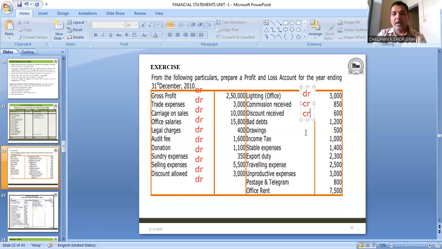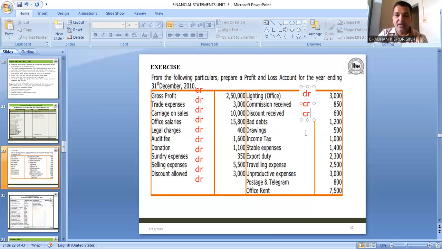So if you have made a credit purchase and you are making an early payment to your supplier, then your supplier will give you a discount. That is the discount received. Remember here, discount given and discount received. That means discount allowed and discount received is a cash discount. Basically, there are two types of discount: one is trade discount and one is cash discount.